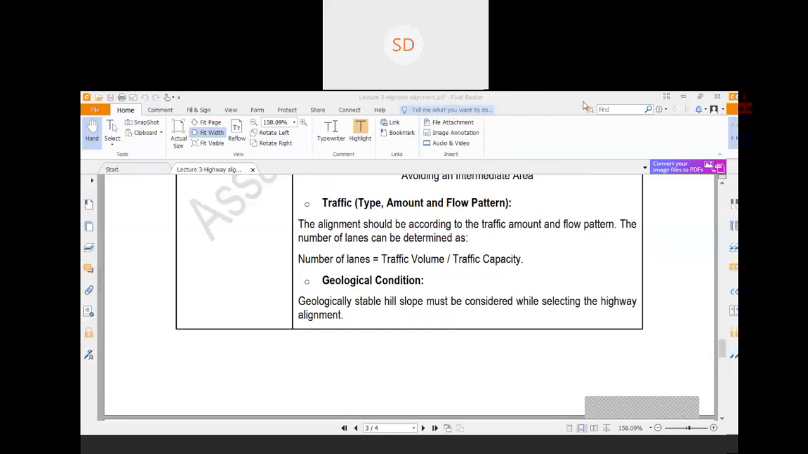geological condition. There are different geological conditions which may occur in an area. Suppose a geologically stable hill slope must be considered while selecting the highway alignment. Whenever you are selecting a highway alignment, the hill slope present over there should be very stable. If it is unstable, it will create different problems during the rainy season, in terms of landslides and soil erosion.